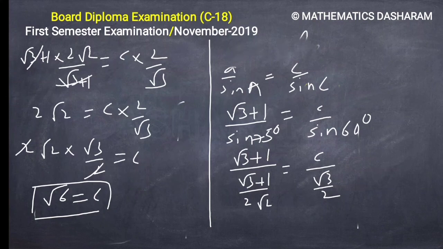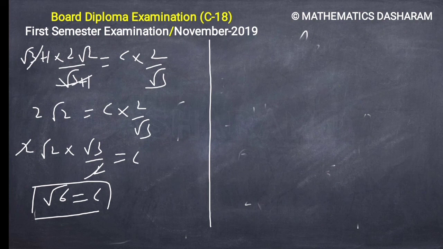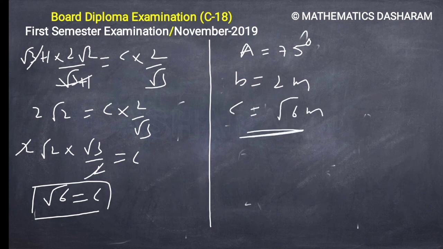So therefore the solution of triangle ABC is: we found one angle, that is A equals 75 degrees, and two sides, b equals 2 meters and c equals root 6 meters. It is our required answer.